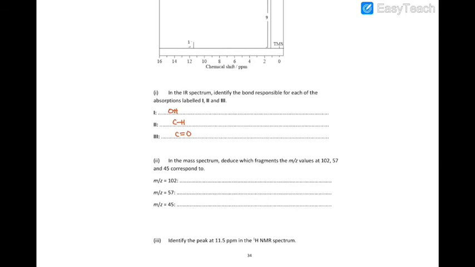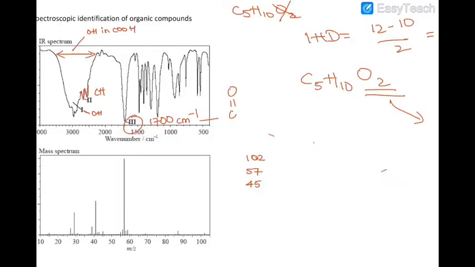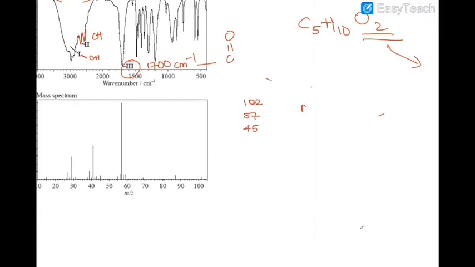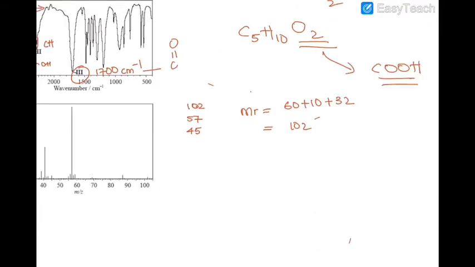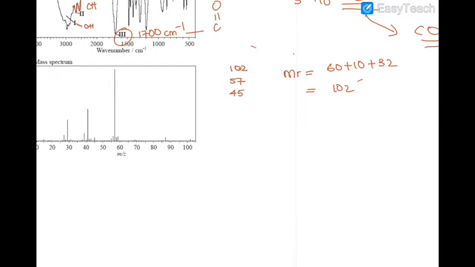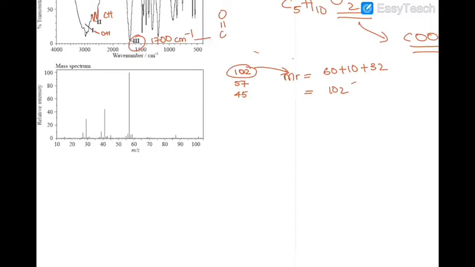In the mass spectrum, deduce the fragments: 102, 57 and 45. Before we do this, let's find the Mr of that molecule. Mr is 102, so that peak is the molecular ion peak. 45, if you still remember, is associated with COOH. You can confirm this. So this is the COOH peak.